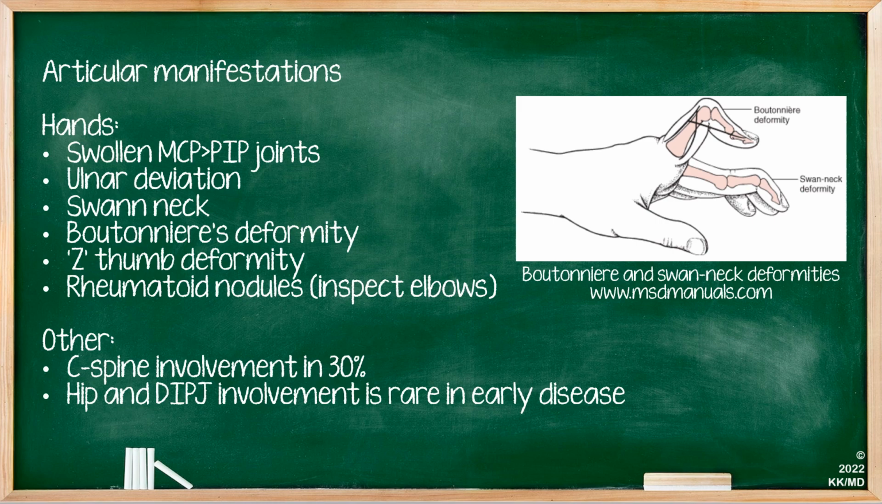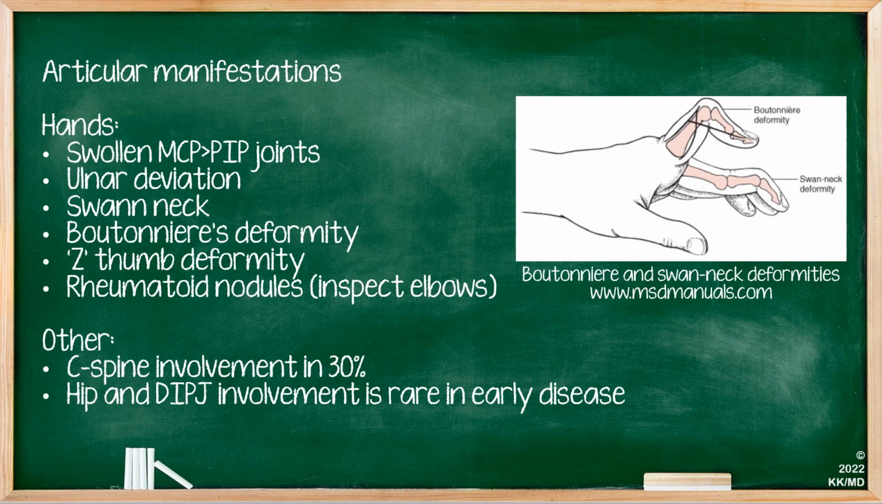We also see ulnar deviation, swan neck deformities and boutonniere deformities, which we will come to on a next slide, but you can also see here in the image exactly the difference between those two deformities. The Z-thumb deformity and rheumatoid nodules, and this is where it's really important to particularly inspect the elbows, where these can show up.